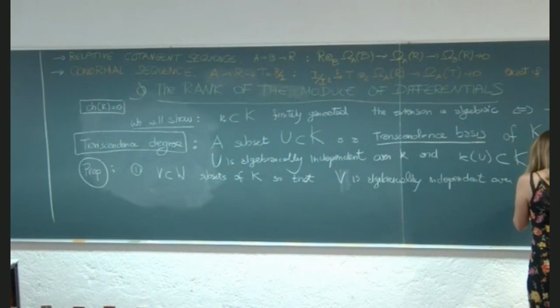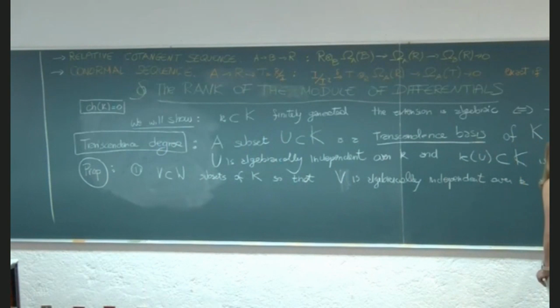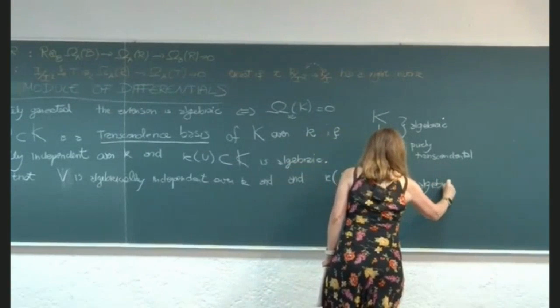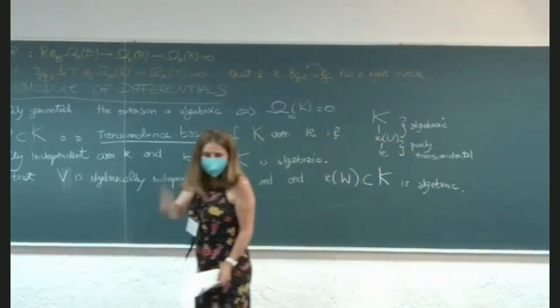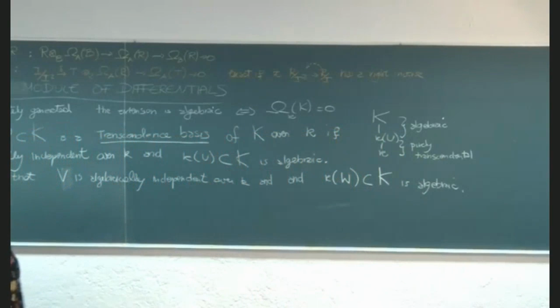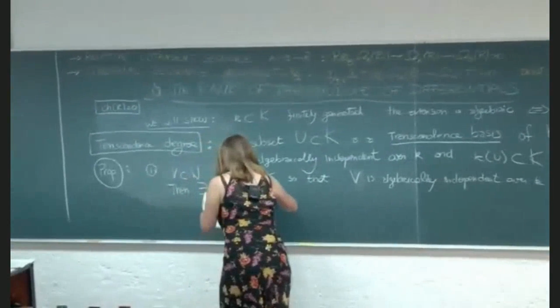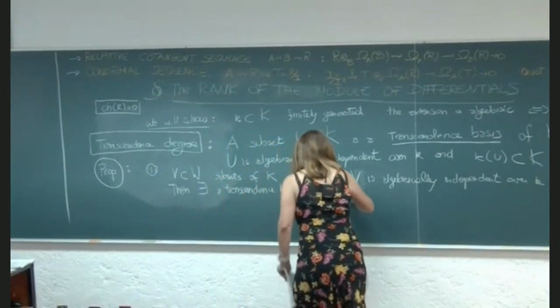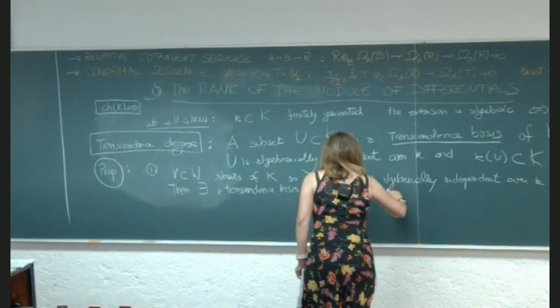So this field extension, big K, is algebraic. So this tells me that W generates and U is linearly independent. Then the claim is there exists a set in the middle, a transcendental basis, I call it big U, of K over k, that sits in the middle.